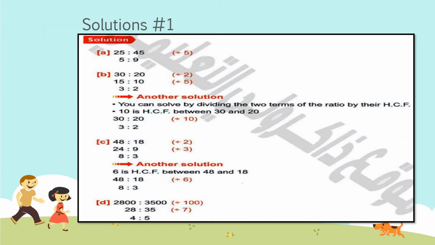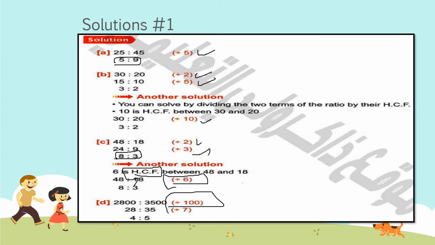So the solutions, as we have done there, if you just want to check by yourself, the first one is 5 to 9 because we have divided here by 5. Here we have divided by 2 and then divided by 5. We can just divide by 10, as you can see here. And here we have divided by 2 and then by 3. Or we can just divide by 6 using the highest common factor. And as you can see here, we divided by 100 and then divided by 7. And yeah, the other one I forgot, that 28 and 35 are both divisible by 7, and 28 divided by 7 is 4, and 35 divided by 7 is 5.